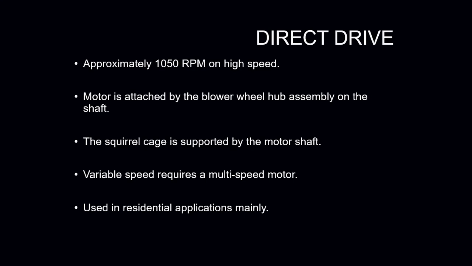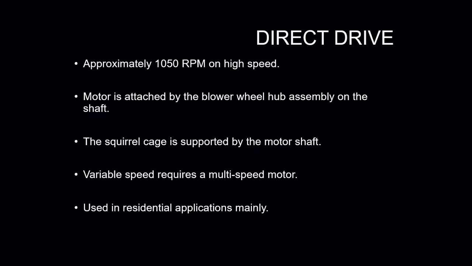Direct drives usually come in a variety of RPMs. Some of them can be approximately 1050 RPMs at their highest speed. However, much newer direct drive blowers are now capable of doing 3450 RPMs. Many of them are also variable speed, so we can actually have the comfort and the ability to adjust the fan speed to compensate for the velocity that we're trying to get across the evaporator or the heat exchanger.